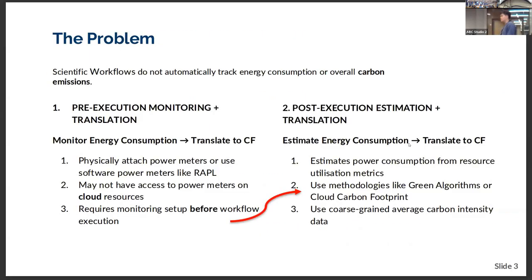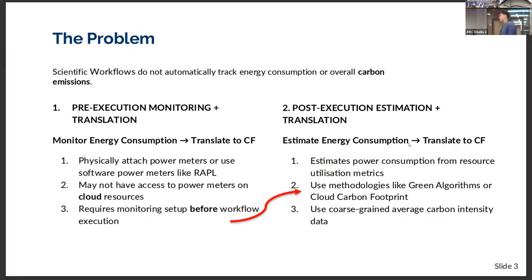So the specific problem, if you are a scientist and you want to understand the footprint of your workflow, you have two main options. One, if you care about it beforehand, you can monitor your energy consumption. You can use a physical parameter, literally just plug it in, or use a software parameter like RAPL if you're on an Intel-based device. But if you're working with cloud resources, then you might not have physical access to go and plug that in, or the machine type might not have tools like RAPL, or you might have to pay to use it. So there's not a consistent approach, and you have to set that up before you run it.